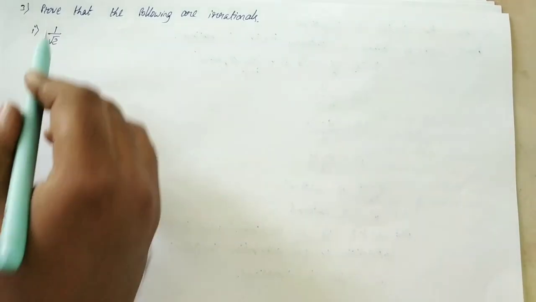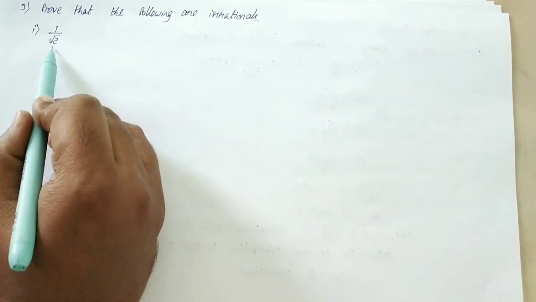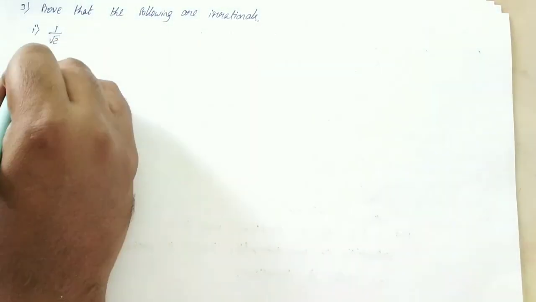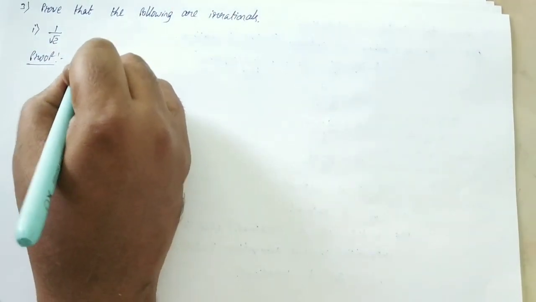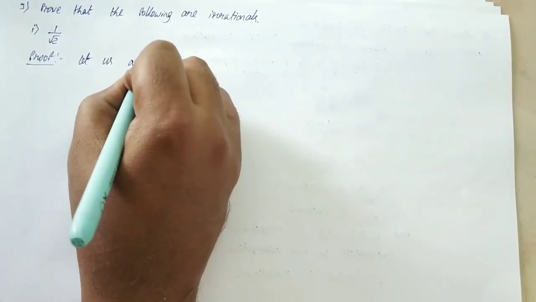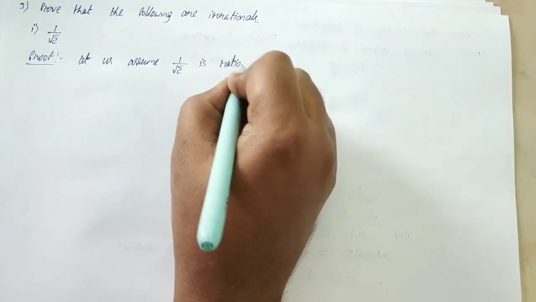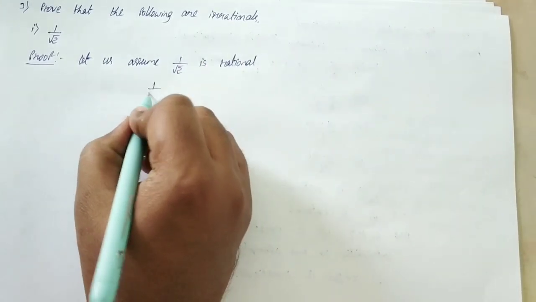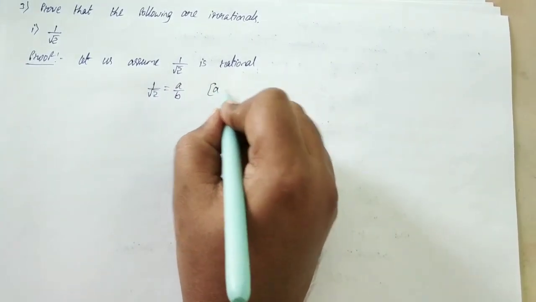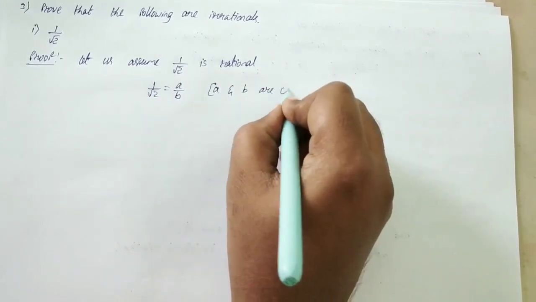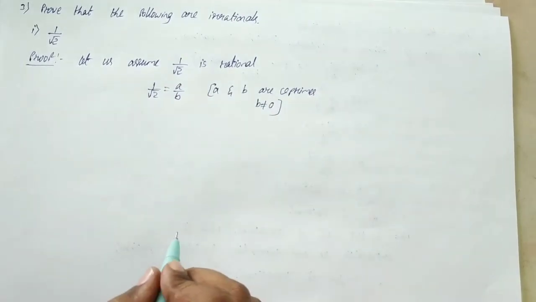So next question, question number 3. Prove that the following are irrationals. In that first sub question, 1 by root 2. We have to prove that 1 by root 2 is irrational. So first we will consider this 1 by root 2 as rational. So let us assume 1 by root 2 is rational. So if 1 by root 2 is rational, then this can be written in the form of A by B. 1 by root 2 is equal to A by B, where A and B are co-primes and B must not be equal to 0.